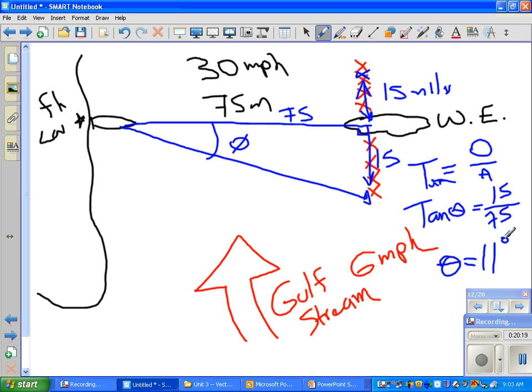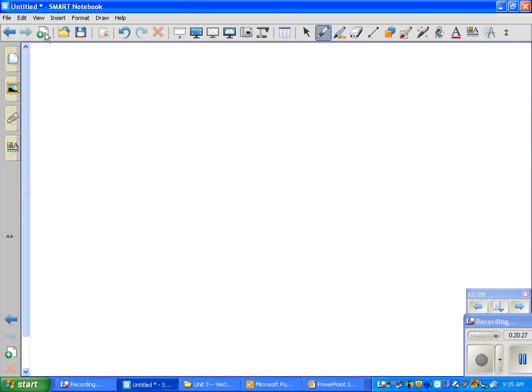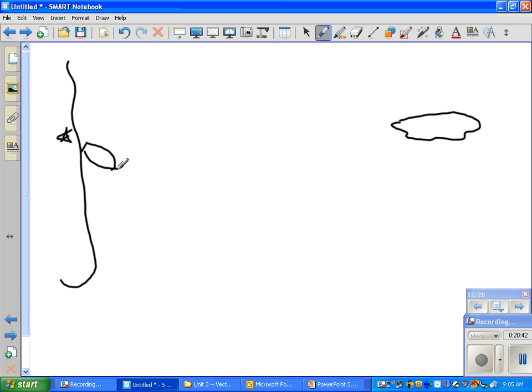All right? Now, this is real basic. Obviously, it's oversimplified. One of the things I want you to see is the next layer of complexity for this general idea, which you don't necessarily need to know for this class, but I think it's kind of interesting. There's Fort Lauderdale. Here's West End. If you really aimed your boat 11 degrees south of east, the Gulf Stream is pushing you to the north.